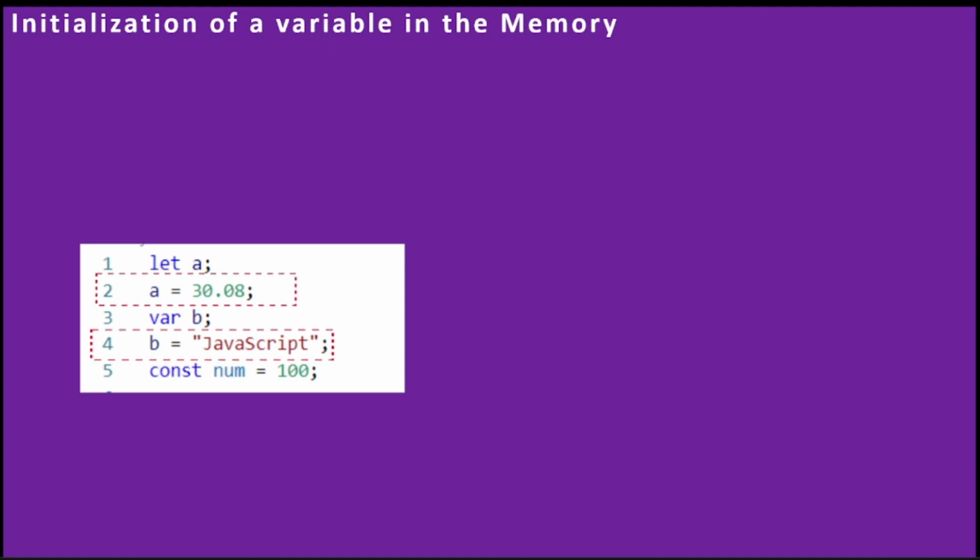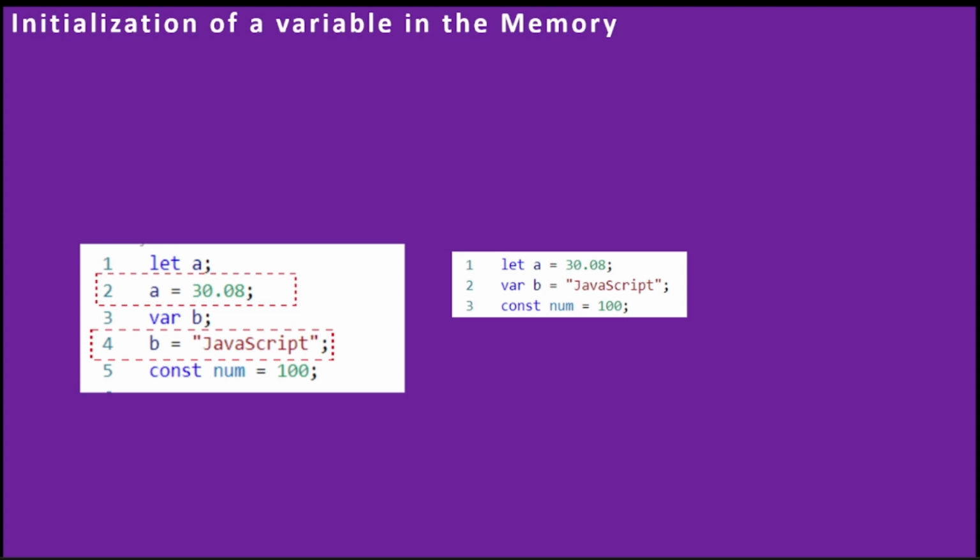Let's see here. We are initializing two things here, a and b. Also num, we are initializing it. This is a shorthand notation. In the first example we are initializing it on a separate line, and similarly we can do it in the same statement. Directly we can do let a equal to 30.08. This is how I can declare and initialize both in the same statement, and b equal to JavaScript. For this also, const num equal to 100.